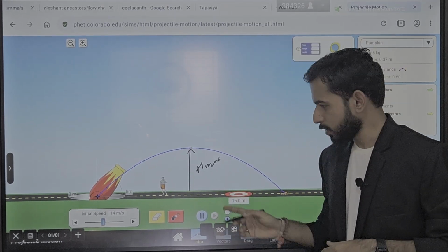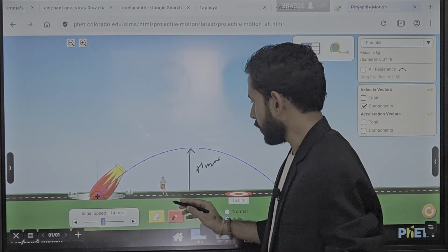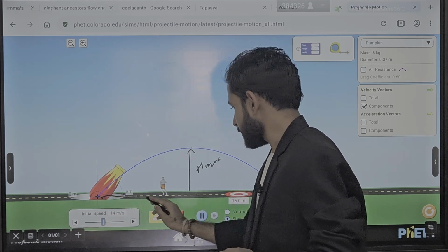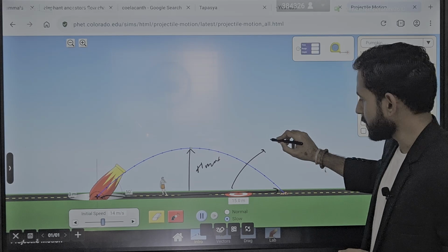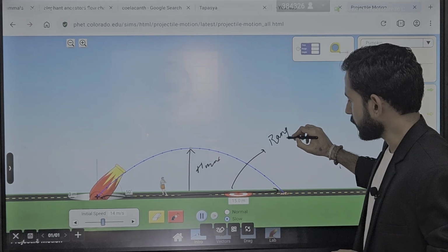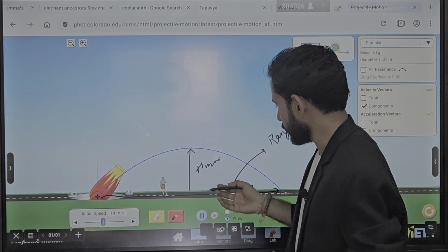There are lots of formulas also for these things. Now we are not entering into the formulas, we are just having the feel of this concept. This complete distance from this initial position to the final position, the distance that you have covered in the horizontal direction, is called what? Range. Those students who have solved this topic already, they know these terms very well.